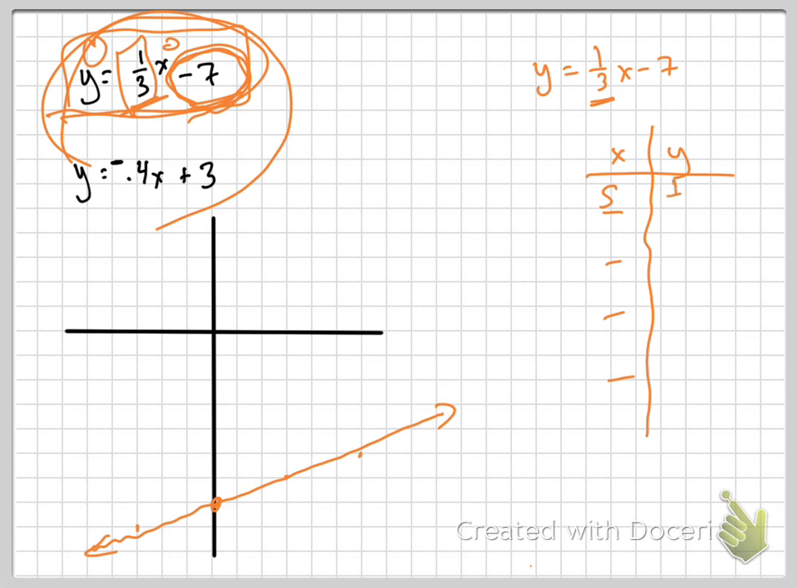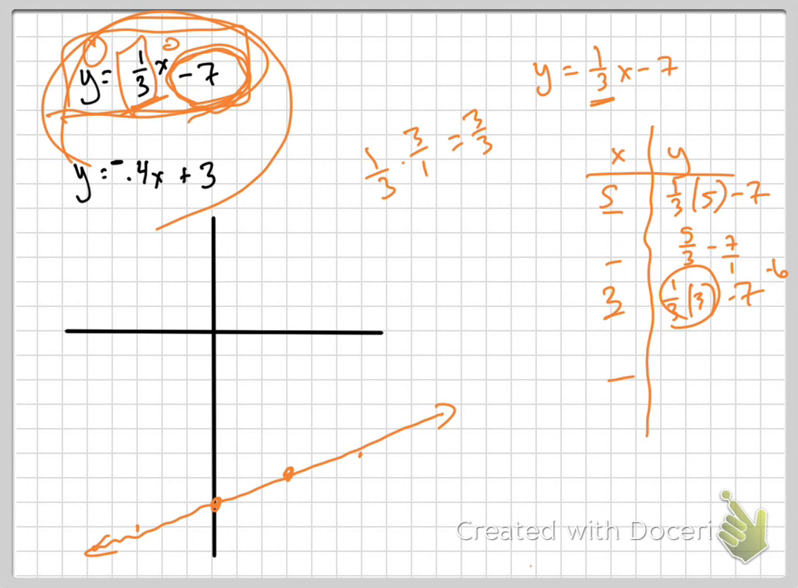Because then I'm going to go 1/3 times 5, subtract 7. That's 5/3, subtract 7. Then you have to find a common denominator, and you have to do all that garbage. Makes no sense. Why would I do that? I would much rather pick multiples of 3. So if I picked a 3, what's 1/3 times 3? 1 over 3 times 3 over 1 is 3 over 3, which is 1. So 1 subtract 7 would be negative 6. So if I went over 3, down 6, lo and behold, there we go.